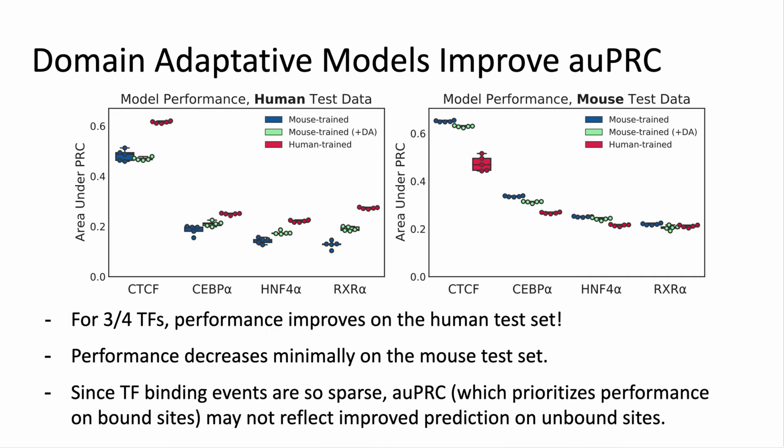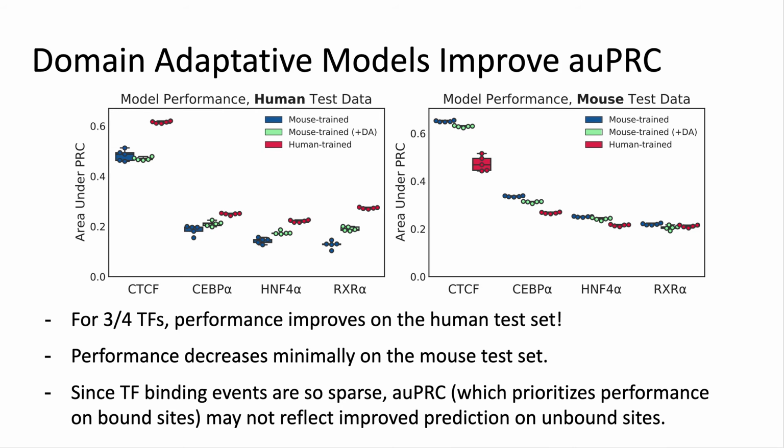And you'll note that CTCF was a TF where the ALUs weren't as enriched in the false positives as they were for the other TFs, and so that's probably what's going on there. Correspondingly, we don't see much of a decrease in performance on the mouse test data for those same models, indicating that we haven't totally ruined or sacrificed a whole bunch of our performance on our original domain when we've applied this procedure. But what we really cared about was the ALUs, right? And the AUPRC prioritizes performance on the bound sites, and so this might not be the best reflection of whether or not we've actually fixed the whole problem.